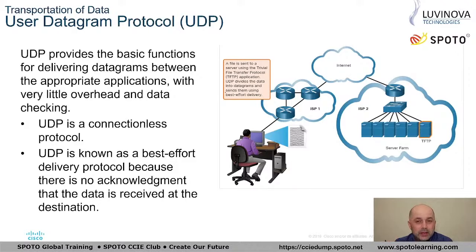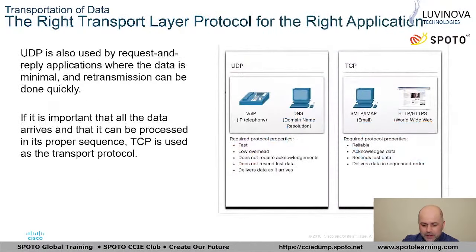What are the services that use this protocol? We'll see right away. So UDP, because it's a faster protocol with low overhead, does not require acknowledgement, does not resend lost data, and delivers the data as it arrives without reassembling. And this is the protocol which is called best effort.